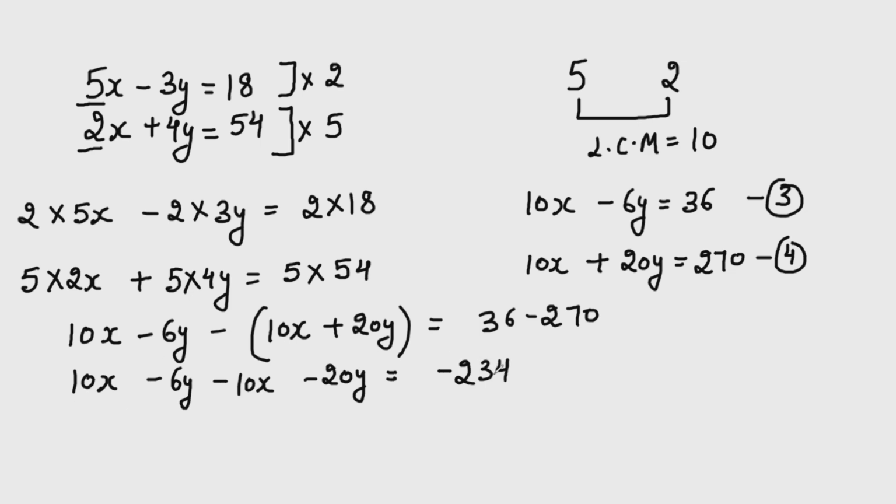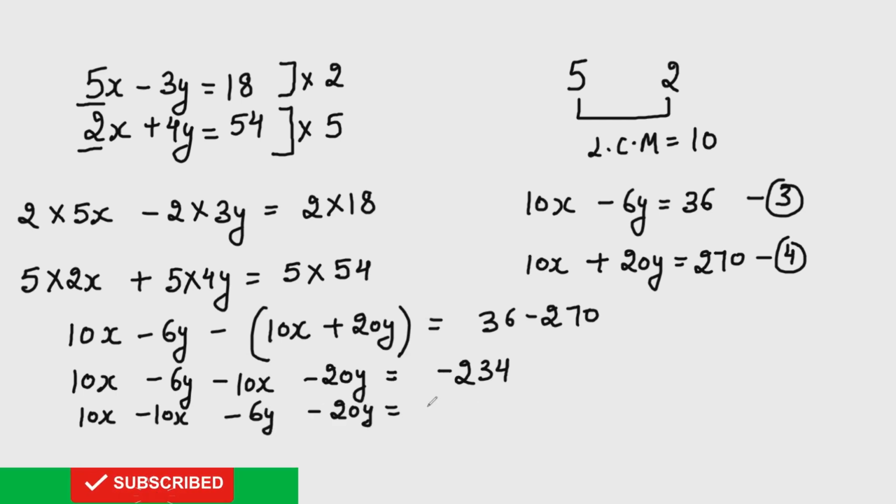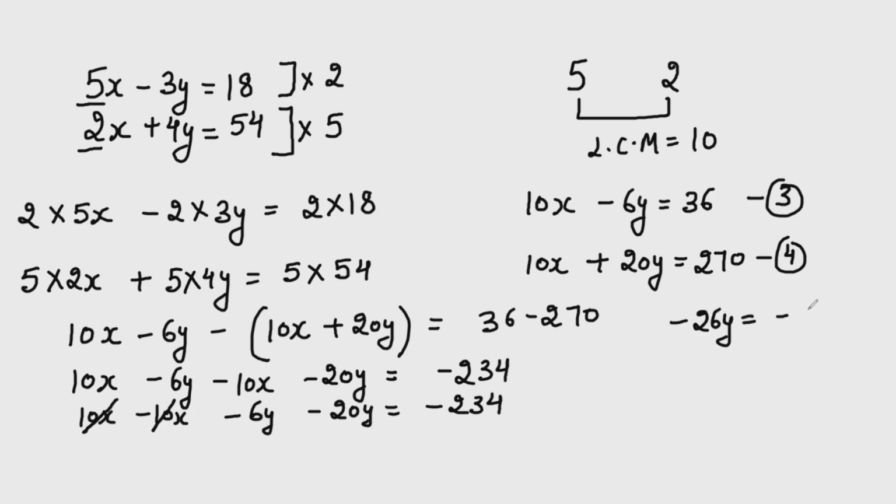Now we will write the similar variables together. 10x minus 10x minus 6y minus 20y is equal to minus 234. Since it is 10x, this one is minus 10x. 10x minus 10x is 0, so we will just cross these two values. That means we are not going to include it further. Now minus 6y minus 20y means minus 26y is equal to minus 234. So y will be equal to minus 234 over minus 26. The negative and negative signs will cancel, and if you simplify it further, you will get 9. So we got the value of y is equal to 9.